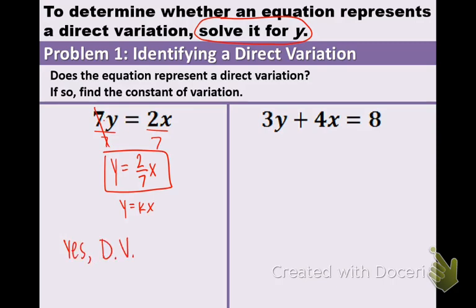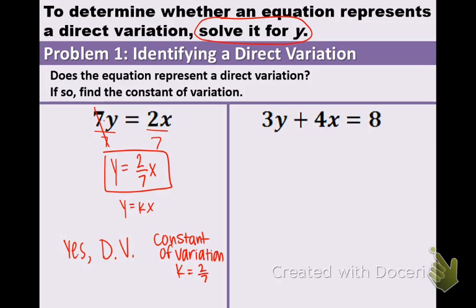dv stands for direct variation, and the constant of variation is the number in front of the x. Constant of variation, k equals 2/7. You just take a look at the number in front of the x. Now let's look at this next one.